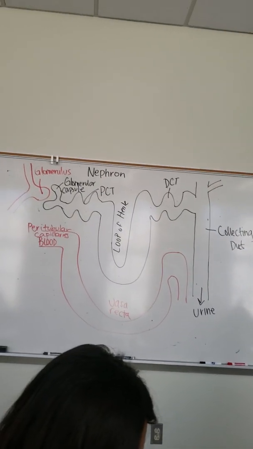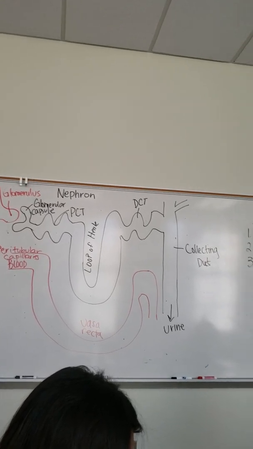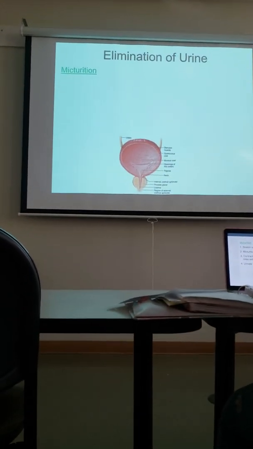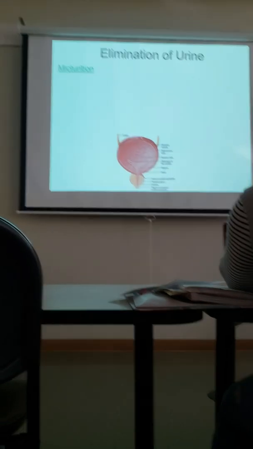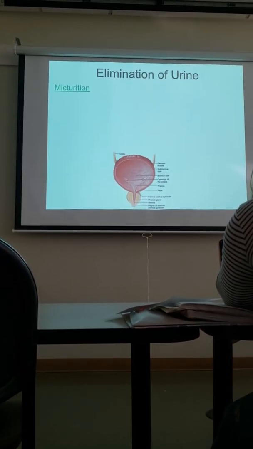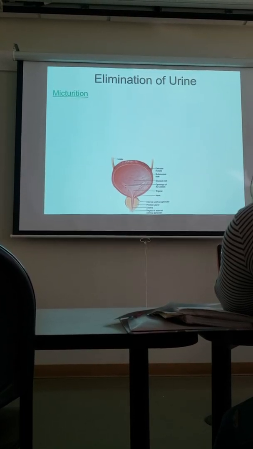Before we get into the details of understanding how the blood and the nephron interact and how we filter the blood and make the urine, let's quickly go through how we can eliminate urine. So let's just say we've gone through the whole process. We made urine. We've got the urine going down to the bladder. This process is called micturition. So micturition is just a fancy word for when you need to urinate.